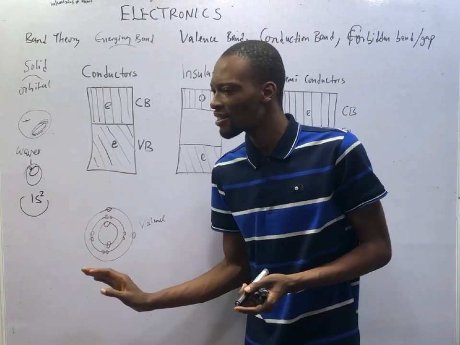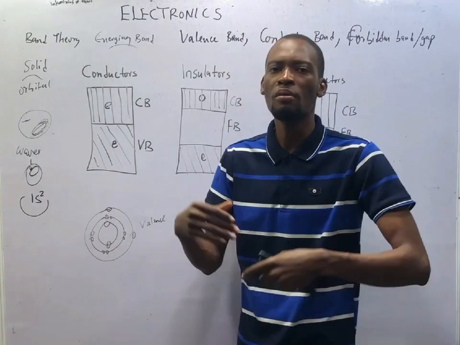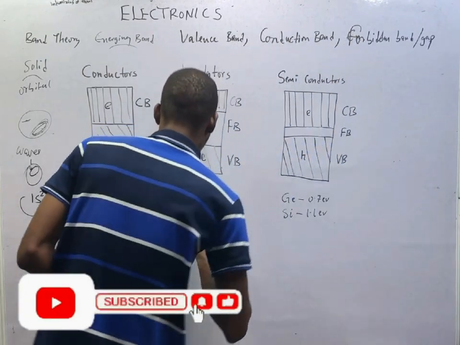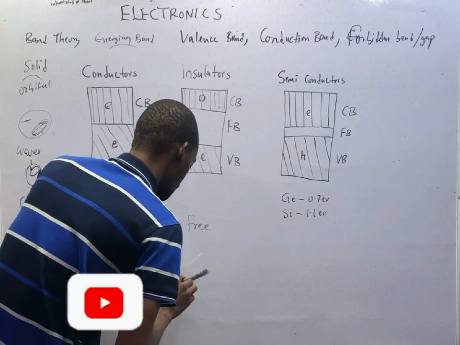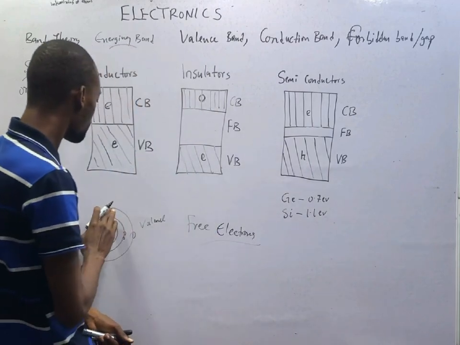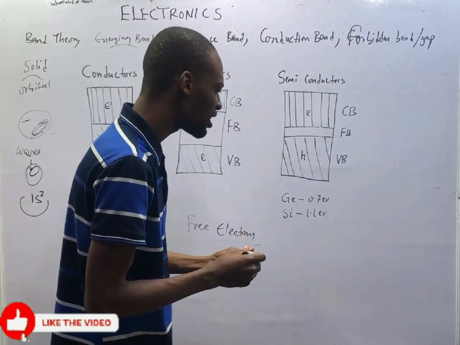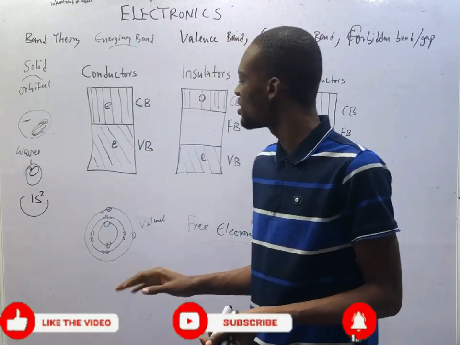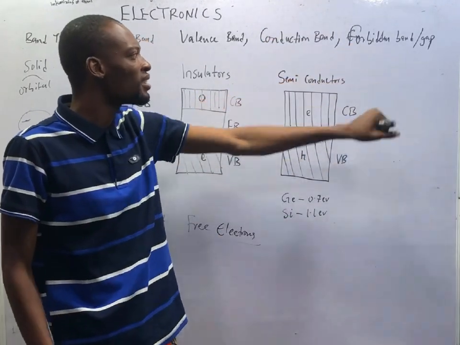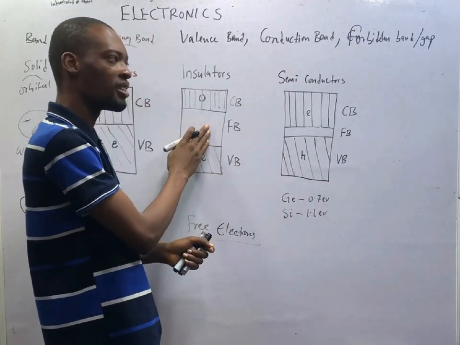Although the valence electrons are electrons in the outermost shell, not all the valence electrons become free. Because for conduction to take place, we must have what we refer to as free electrons. These are electrons that must be ready to be pulled out, to be free to move. So the band that contains free electrons is simply the conduction band. Then the forbidden gap is simply the energy gap. It contains no free electrons. It has no electron in it.